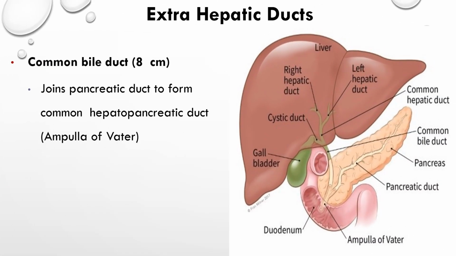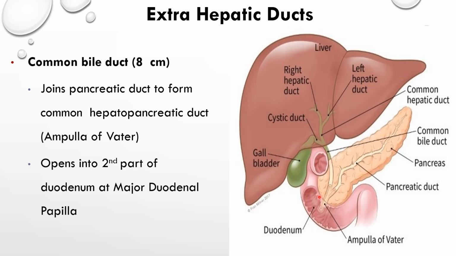The common bile duct, which is 8 centimeters in length, joins the pancreatic duct. Here you can see the pancreatic duct, and this is the common bile duct. Together they form the common hepatopancreatic duct, or ampulla of Vater. It opens into the second part of the duodenum at the major duodenal papilla. Here you can see the opening. Here the sphincter is present, the sphincter of Oddi.